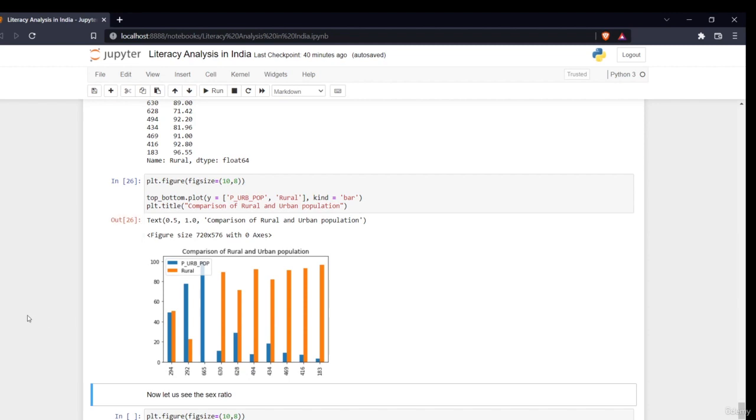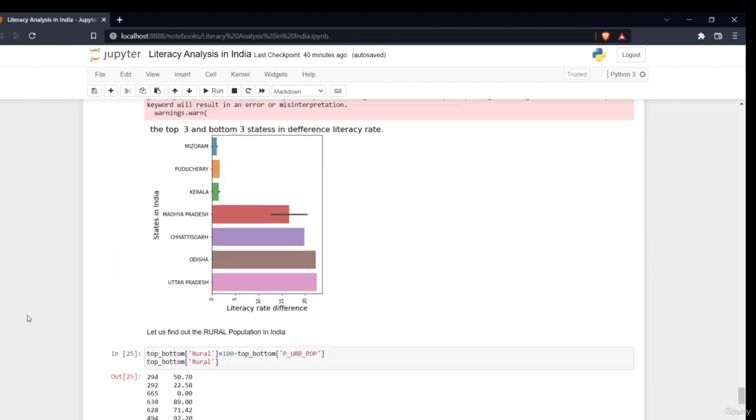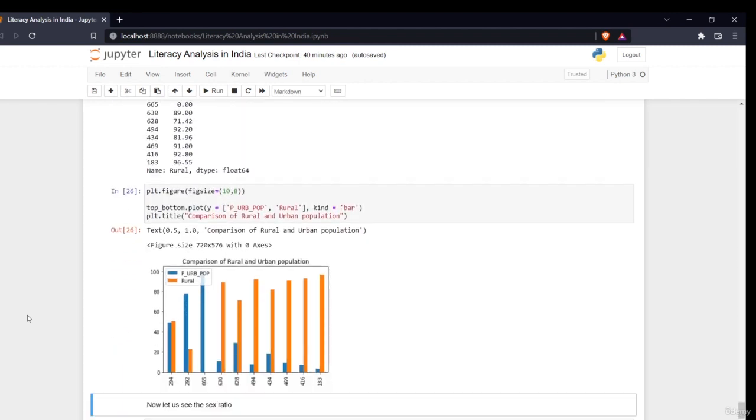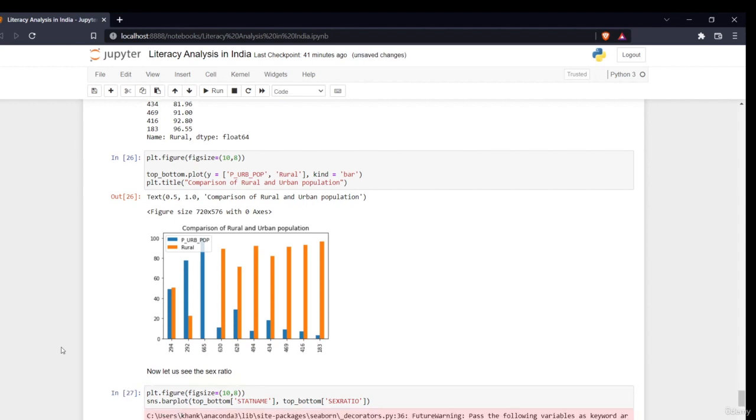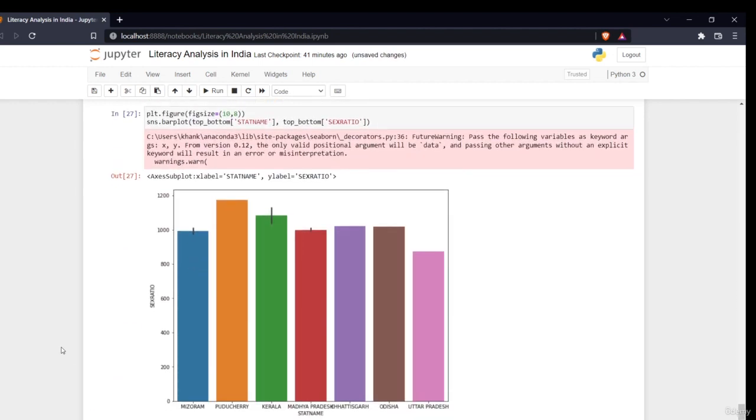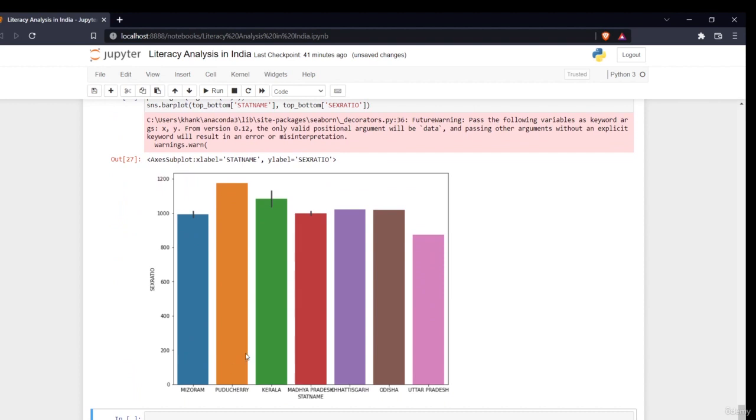which is surprisingly good, in Kerala we have all urban population. There is no rural population. So this is a very good thing. Now we'll be plotting on the basis of sex ratio, to see which has the highest sex ratio. So Puducherry and Kerala, but all of them are about equal. Obviously in Uttar Pradesh it is a little less.